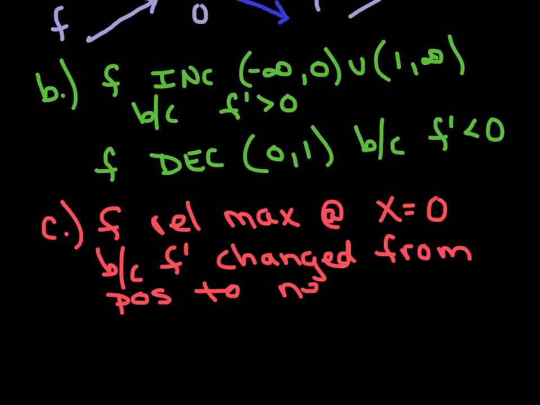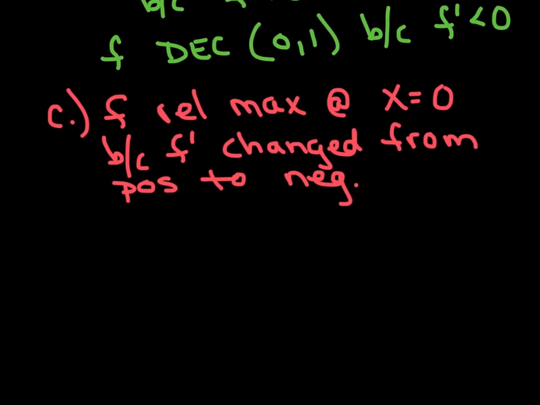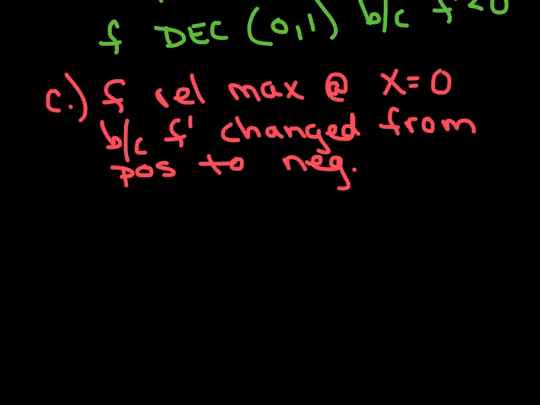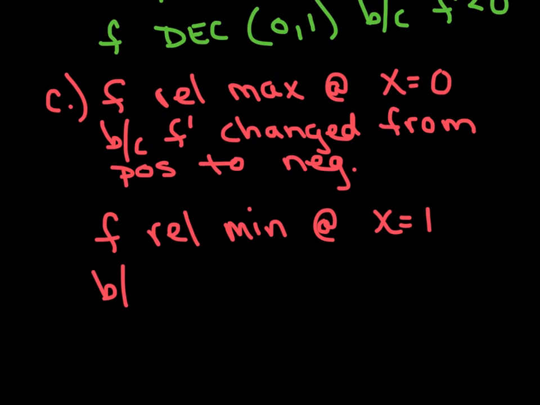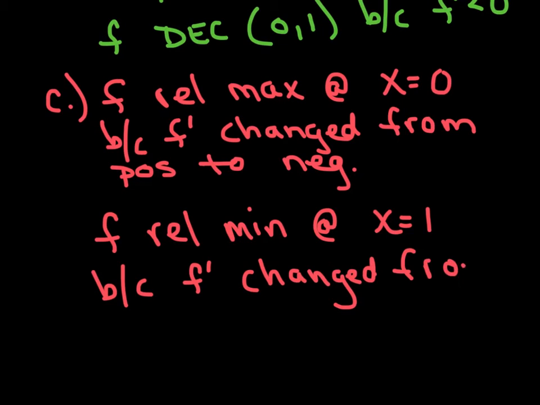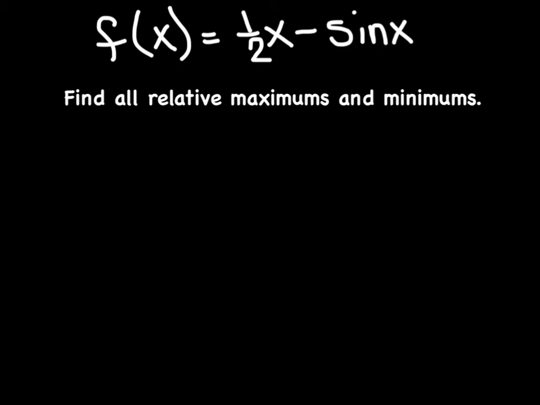Alright. And then we could also say, and you can still see the sign chart in your notebook hopefully here, f has a relative min at x equals 1. And why is that? Well, that's because this time f prime changed from negative to positive. Boom, there it is.